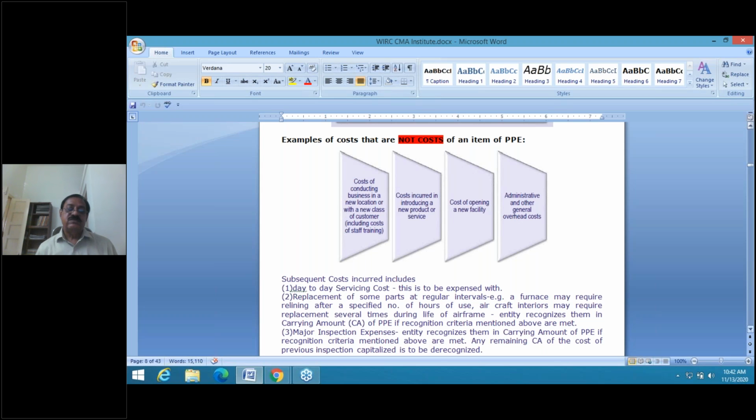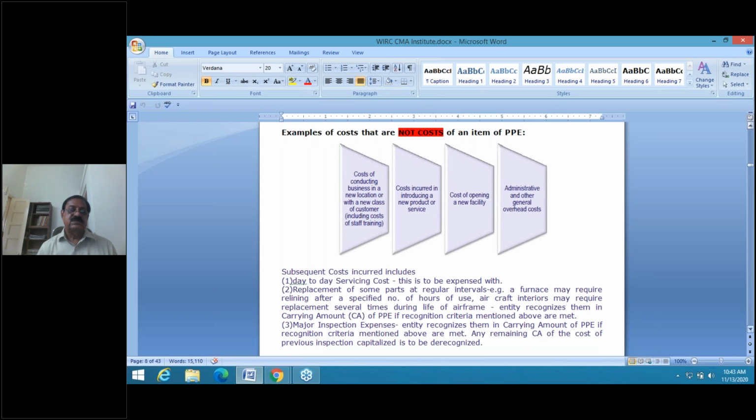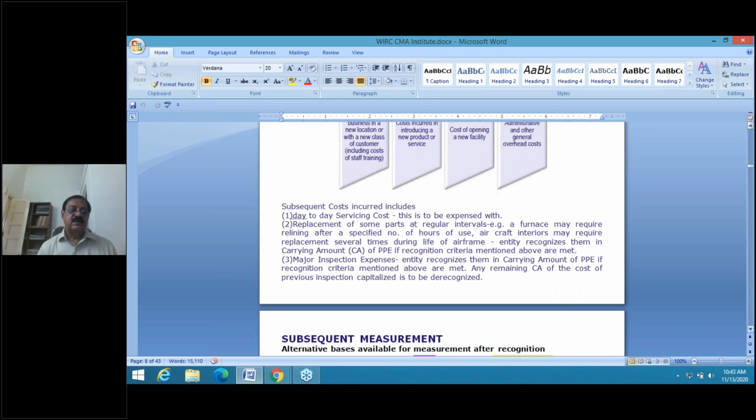Then third is the cost of opening a new facility. You open a new branch, that opening cost of a new facility will not be included, like inauguration. You spend some money for ice cream and parties and flowers, etc. This will all not be added. Then administrative and general overhead costs incurred are also not to be added to the cost of the asset, friends. So these are some exclusions from the cost. So questions can come from this part.